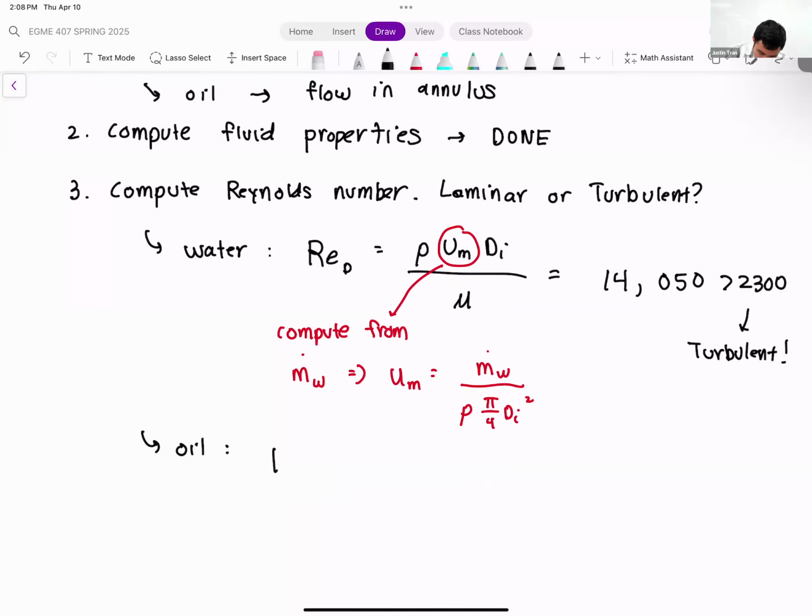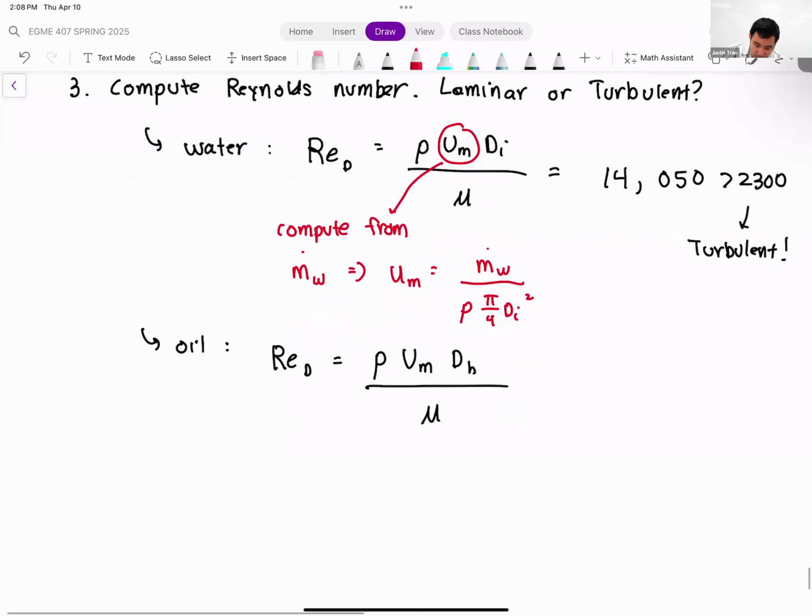For the oil, once again, we're going to be computing the Reynolds number, but remember, oil is flowing in the annulus. And so that means, wherever we see diameter, we're going to plug it in with hydraulic diameter. Okay, so for this one, we have density multiplied by the mean velocity of the oil. We have hydraulic diameter for that, divided by the dynamic viscosity of the oil itself. Now, once again, we're not given the mean velocity, but we can compute it in the exact same way.